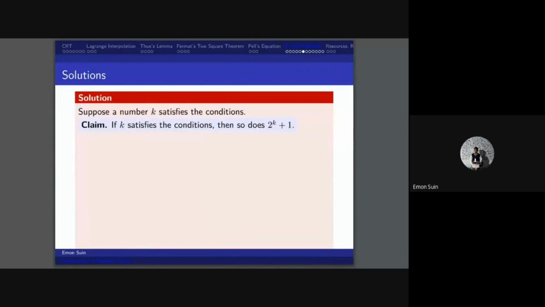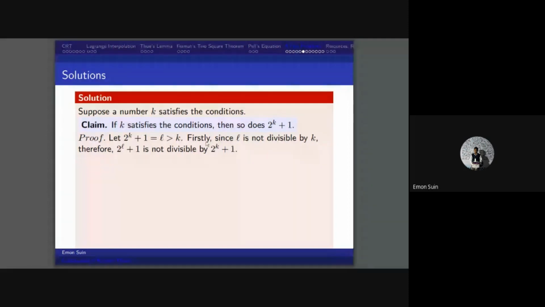Anyways, we are saying that if k satisfies the conditions, then so does 2 to the k plus 1. So let L equal 2 to the k plus 1, which is greater than k. Since k satisfies the conditions, k does not divide 2 to the k plus 1. So k does not divide L. And then we can say that L, which is 2 to the k plus 1, does not divide 2 to the L plus 1. Got my point? What I'm trying to say?